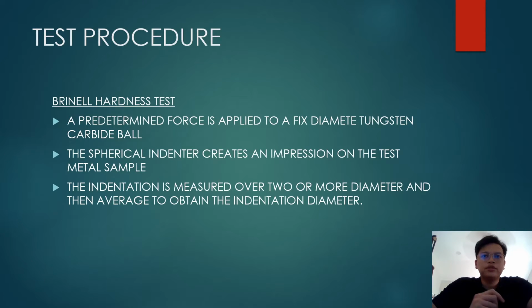In this test method, a predetermined force is applied to a fixed diameter tungsten carbide ball and held for a predetermined period of time, then removed. The indenter creates an impression on the test metal sample. This indentation is measured over 2 or more diameters and then averaged to obtain the indentation diameter. Using this indentation size, the Brinell hardness number is found using a table or calculated using the Brinell hardness test formula.